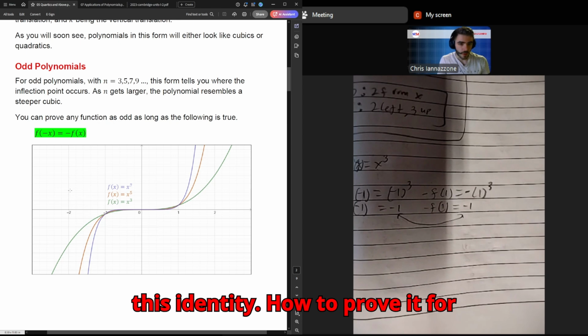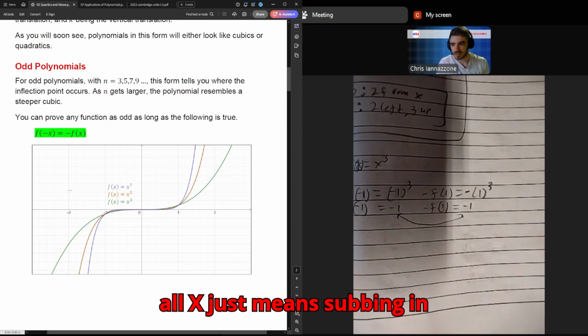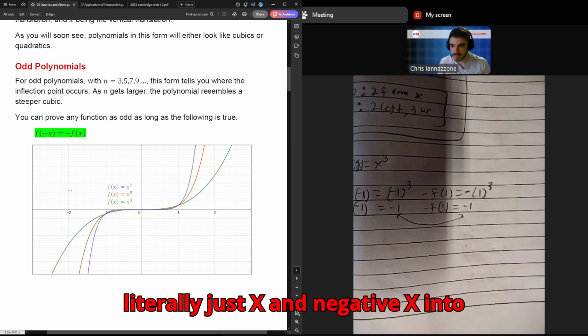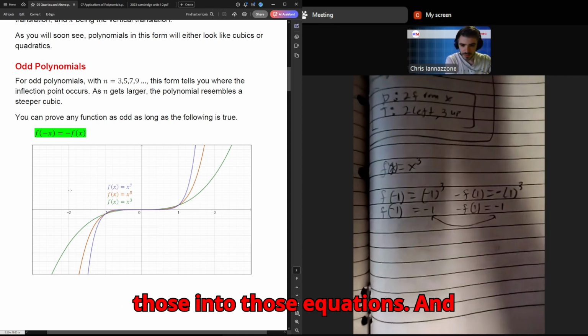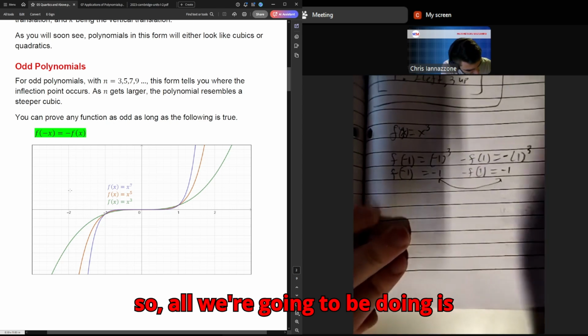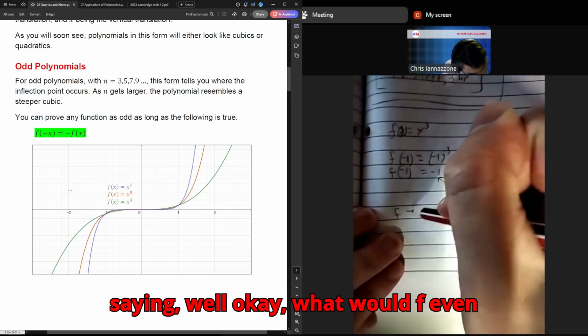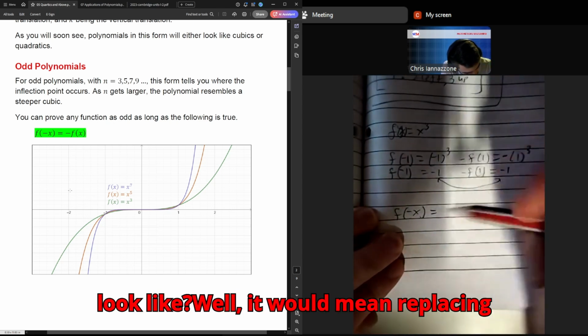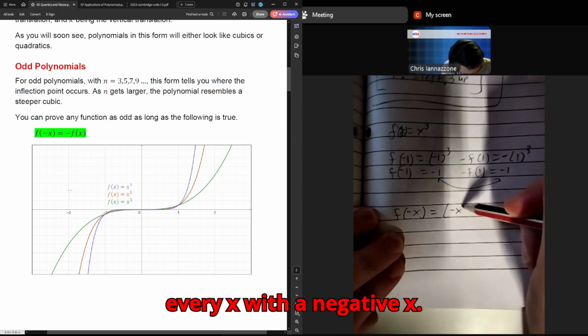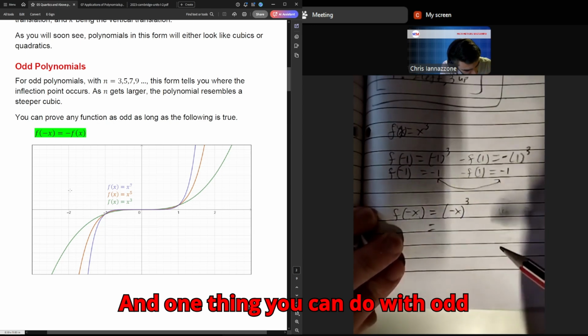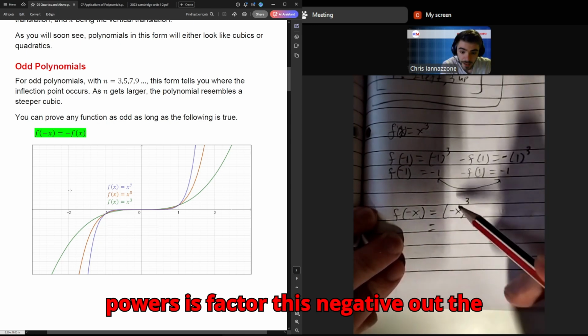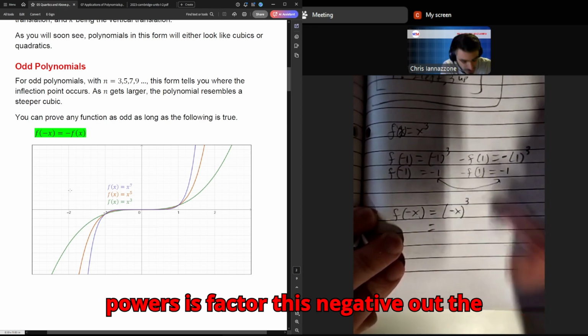How to prove it for all x just means subbing in, literally, just x and negative x into those equations. And so all we're going to be doing is saying, well, okay, what would f of negative x even look like? Well, it would mean replacing every x with a negative x. And one thing you can do with odd powers is factor this negative out the front.